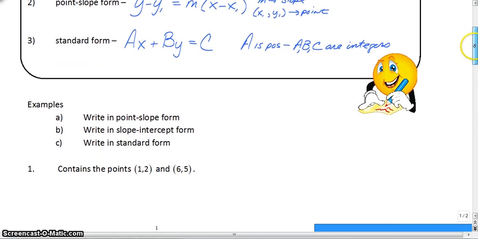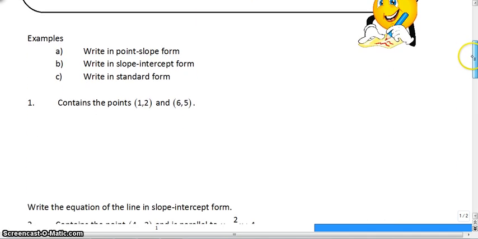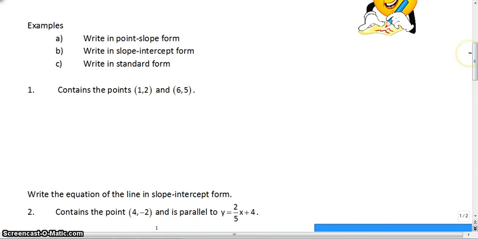Okay? So what we're going to do is we're going to be given some information, and we're going to write the equation of lines. Now, sometimes you're only going to be asked to do it in one form. However, sometimes you might be asked to write it in all three forms because you can interchange. You can go from standard form to point slope. You can go from slope intercept to point slope and back and forth and all over the place.